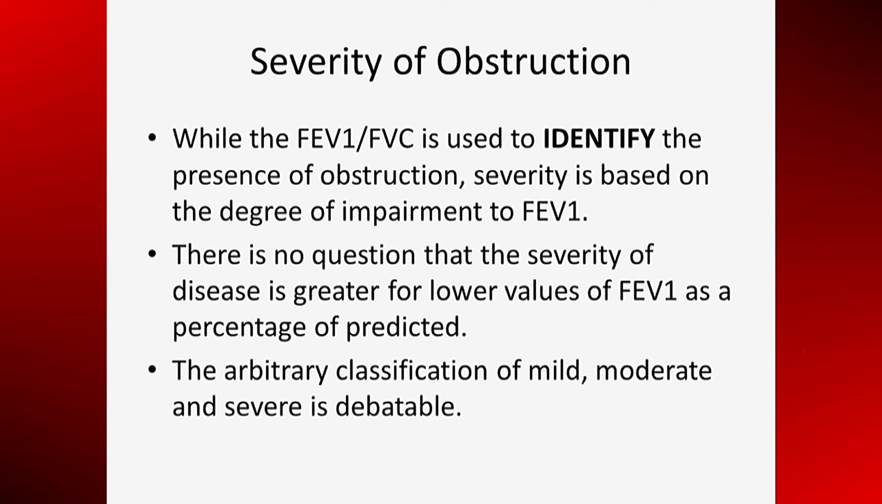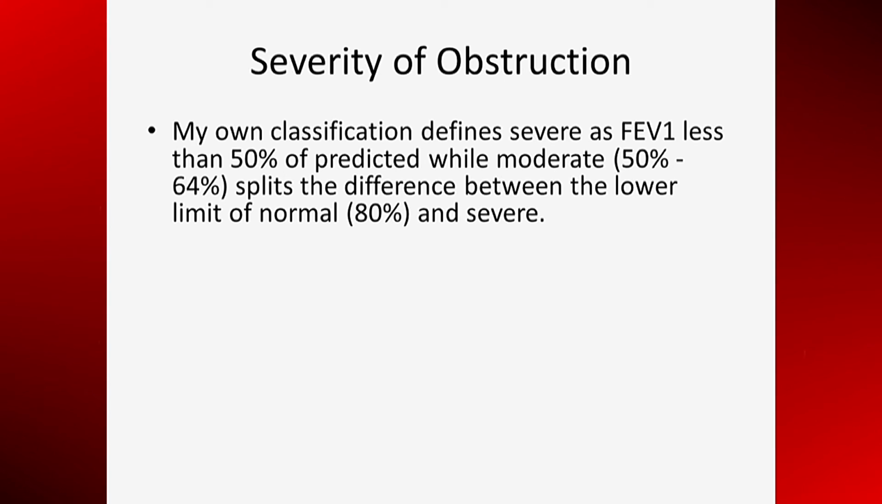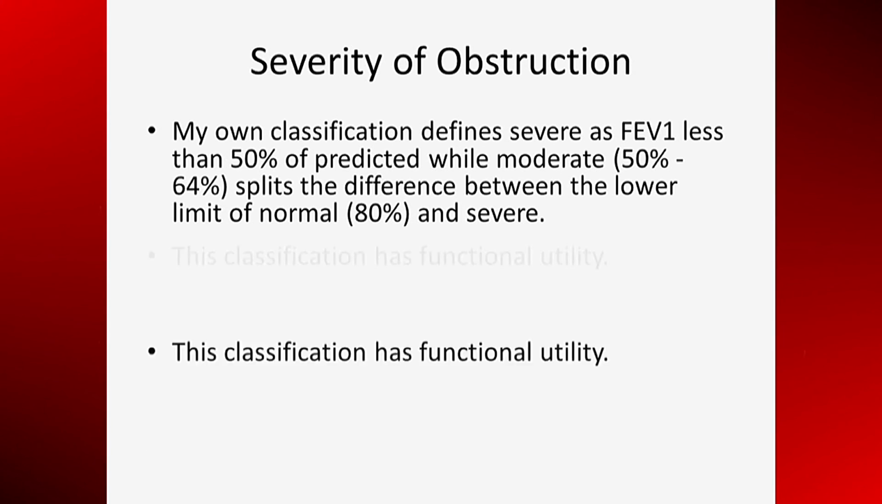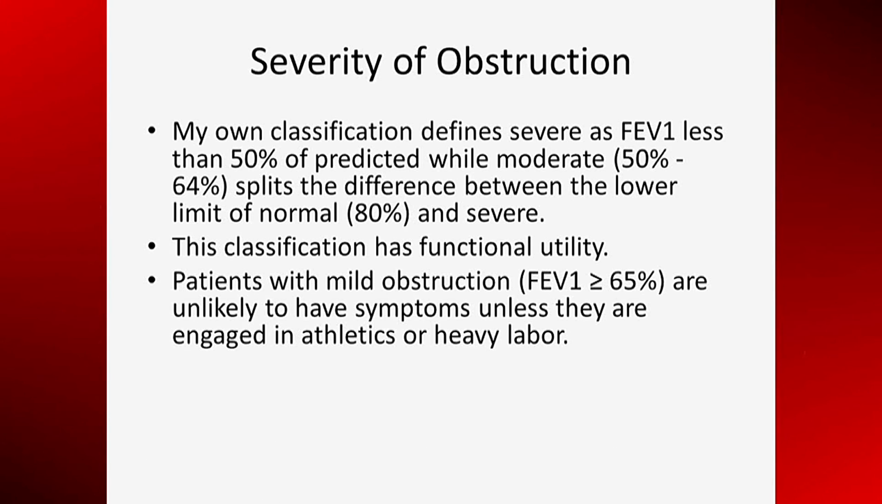I use a different scheme for categorizing mild, moderate, and severe than does the American Thoracic Society. I will present both schemes. Here is my scheme. I use 80% as the lower limit of normal, 50% as the threshold for severe impairment, and split the difference at 65% for the transition from mild to moderate. This scheme has worked well for me to divide patients into functional categories.